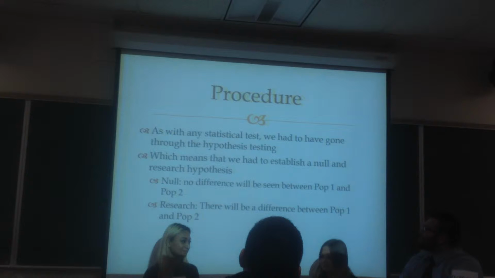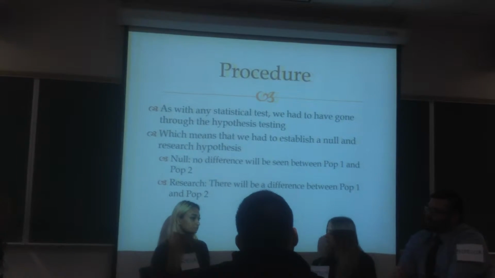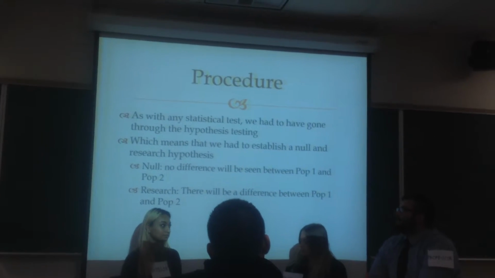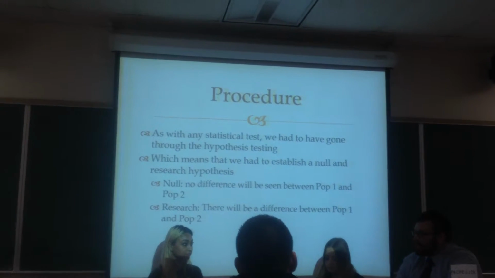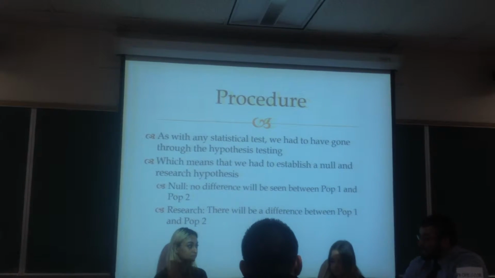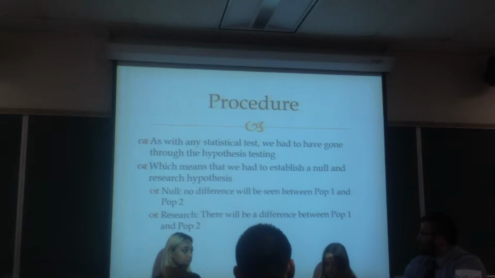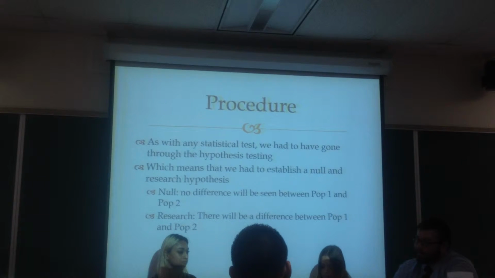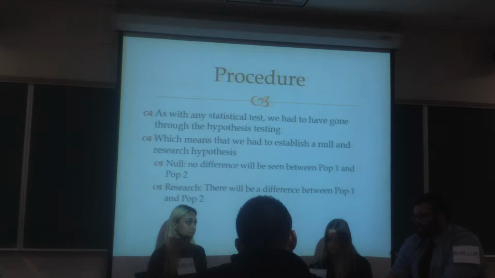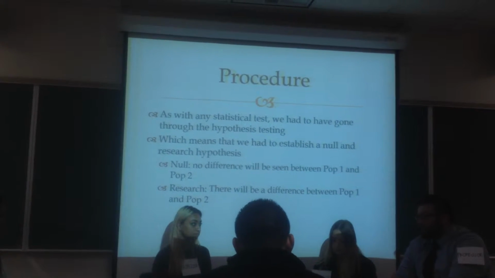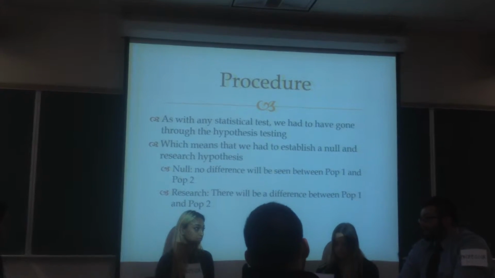As with the statistical test, we had to go through hypothesis testing, which means that we had to establish a null and research hypothesis for our study. The null would be that there was no difference between population 1 and 2. However, that's what we're testing against. That's not what we're looking for. The research hypothesis is that there will be a difference between population 1 and population 2, which means that the students are going to be either more interested or less interested. Ideally, we were shooting for the students being more interested.